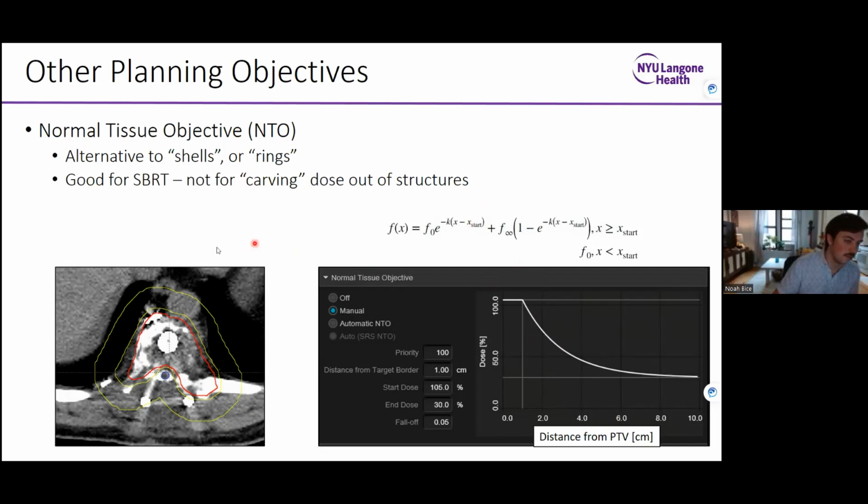And this is a great thing for SBRT, for example, where you want very tight isodose lines, but maybe not so great if you're trying to carve dose out of specific structures, because it penalizes all voxels uniformly, just depending on their distance from the PTV.